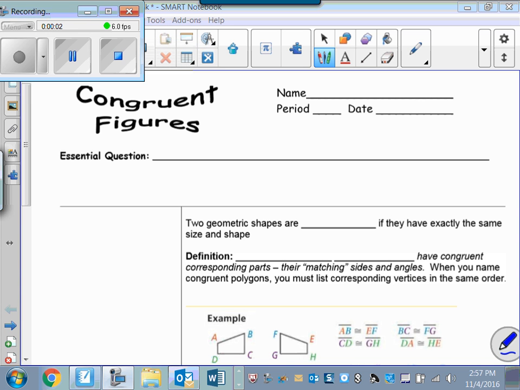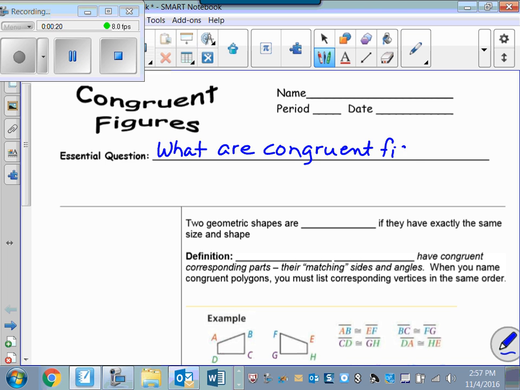Today's lesson is on congruent figures, and more specifically we're going to focus on congruent triangles. So a good essential question would be, what are congruent figures? And how can I determine if figures are congruent?